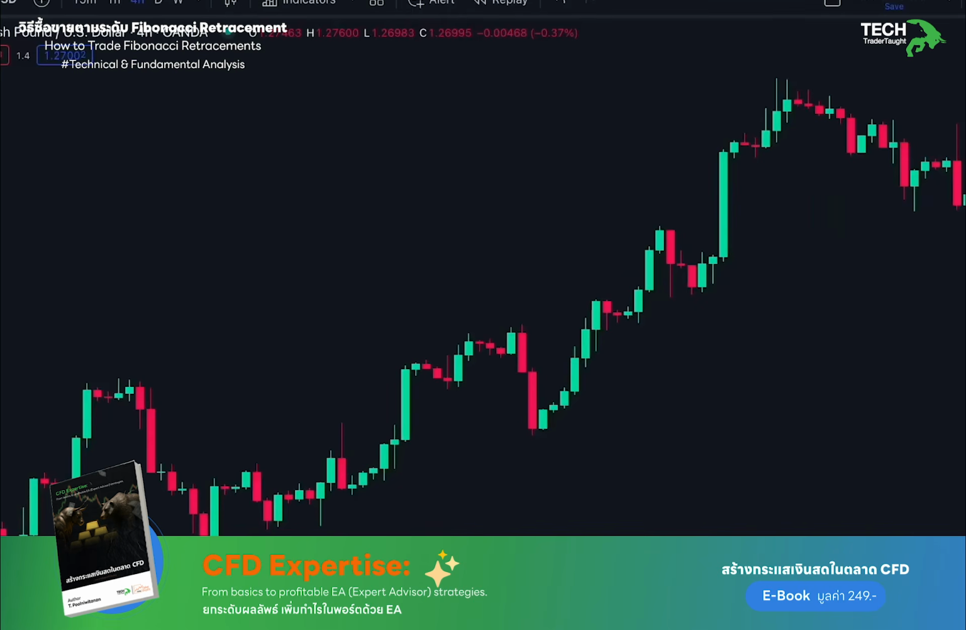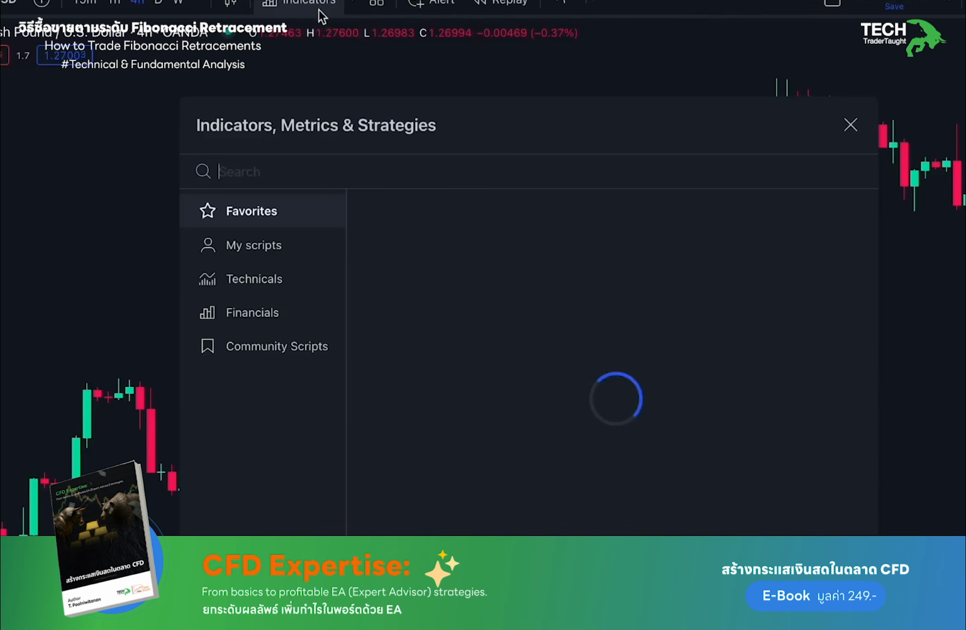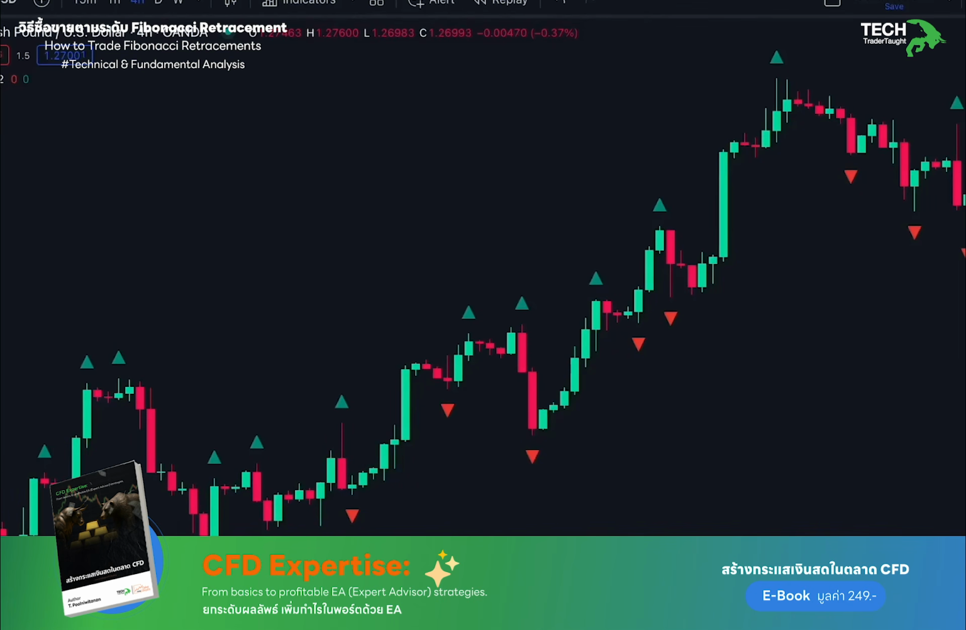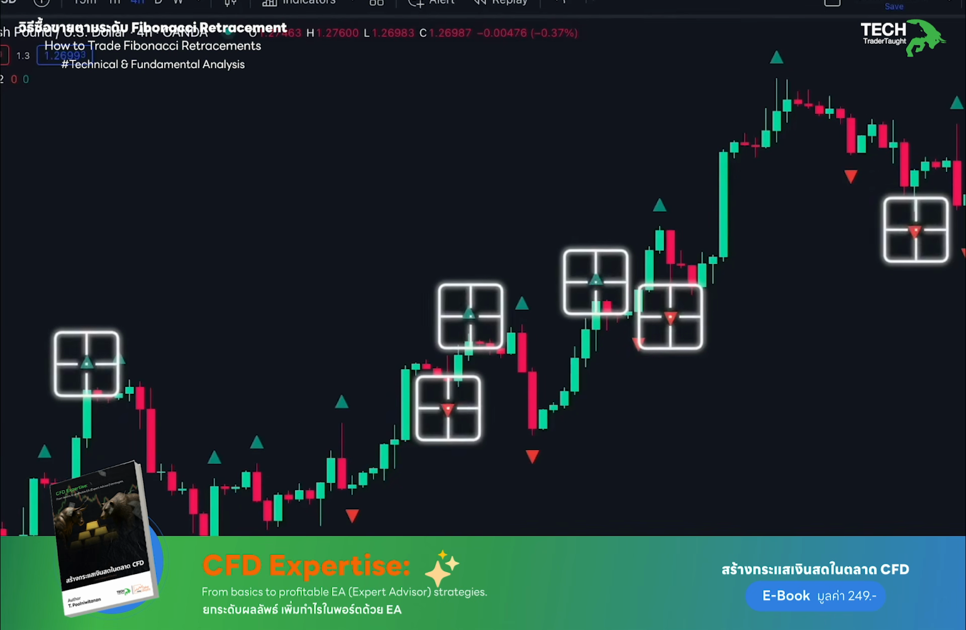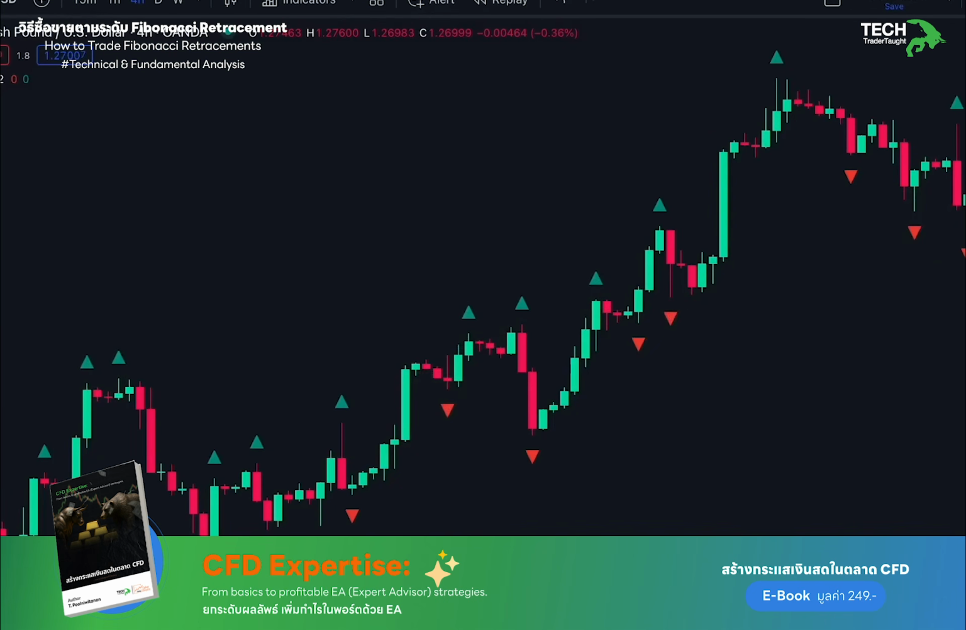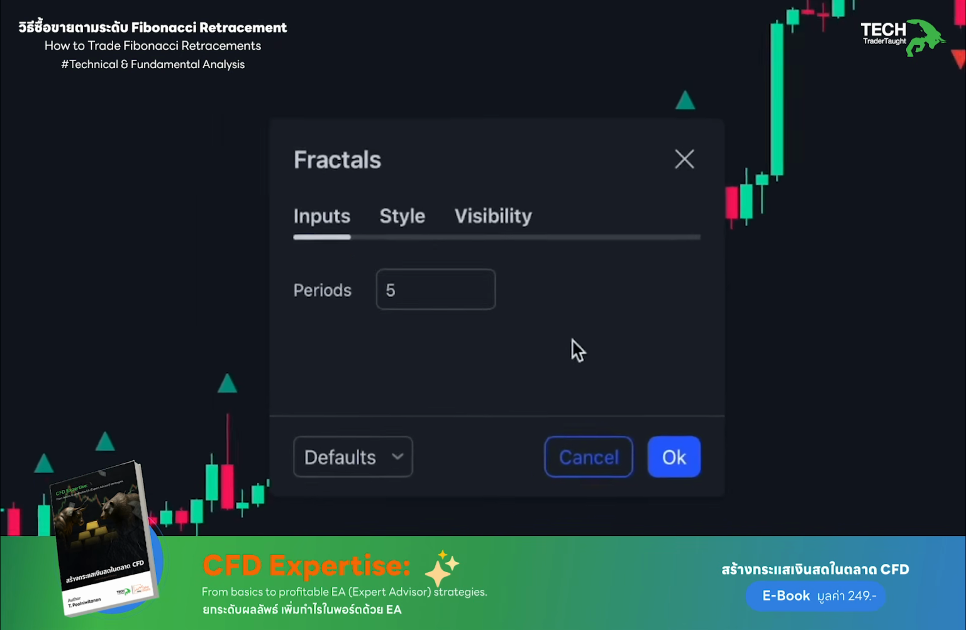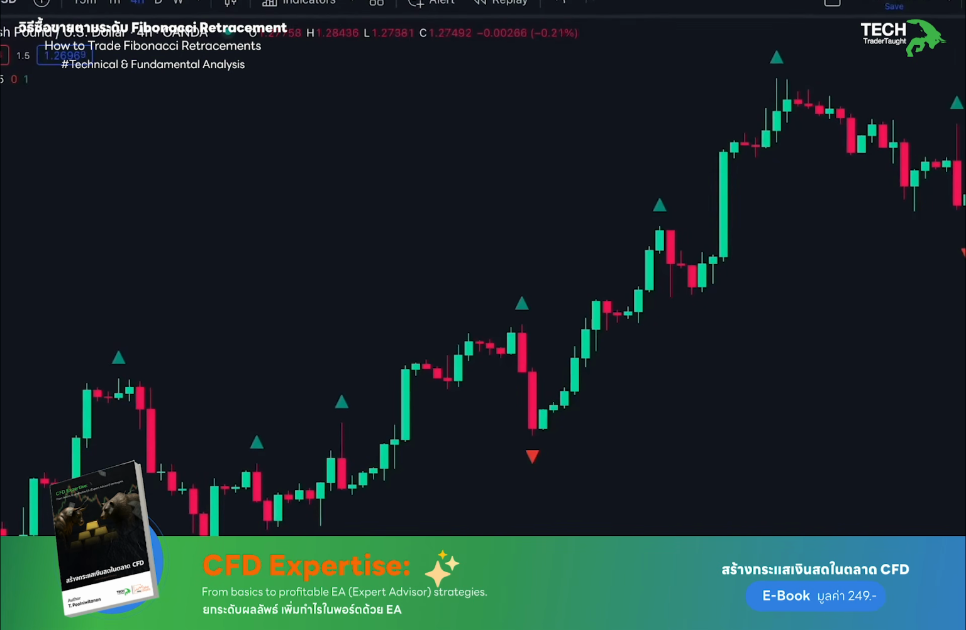To plot this indicator, go over to TradingView and click on the Indicators button. Then type in Fractals. Click on this indicator and your chart should look like this. If we keep the settings to default, the indicator will plot every minor reversal. That will end up confusing you more than solving the problem. So we will change the settings to 5 period. Now, the indicator will mark only the strong reversal points.